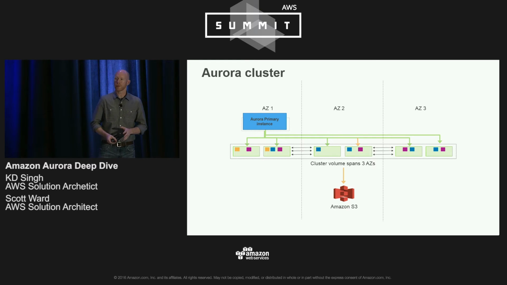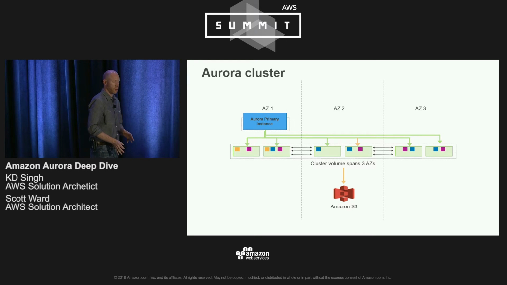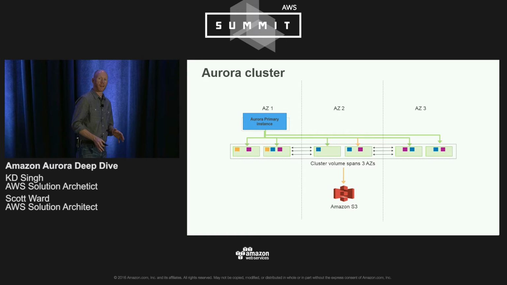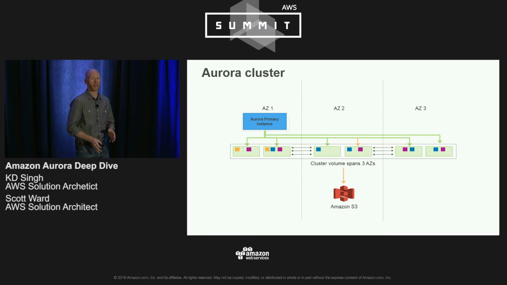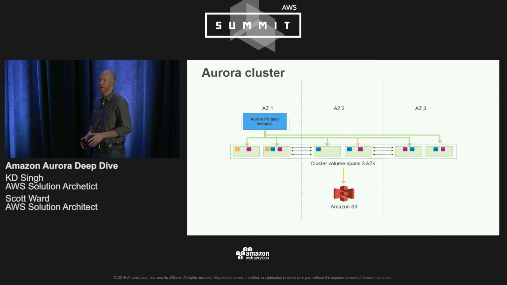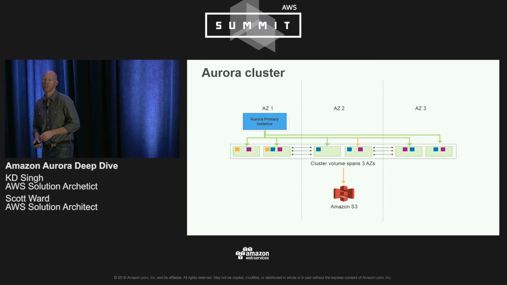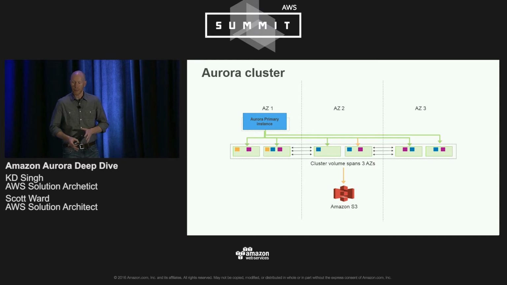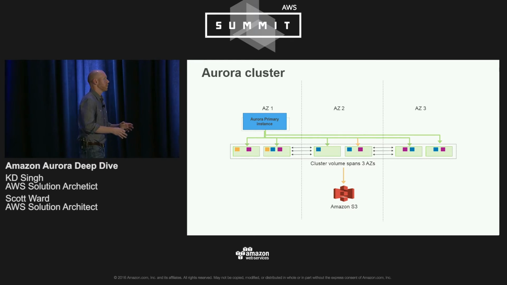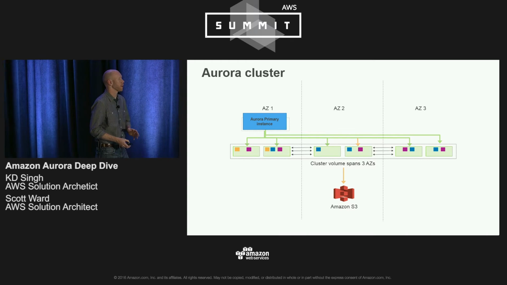So it's got at least one primary database instance. It has a storage tier that covers 3 availability zones in whatever AWS region you're running in. And there are 6 storage nodes within that storage layer across those 3 availability zones, with 2 storage nodes at each availability zone. And that cluster backs up all of its data to Amazon S3, so getting the durability and the availability that comes with S3.